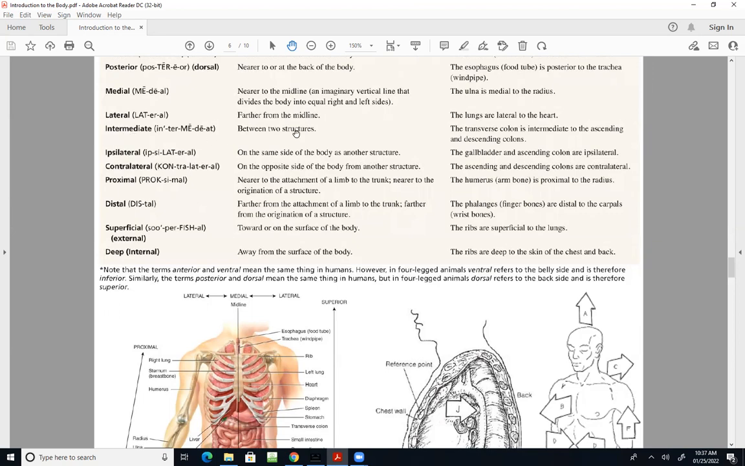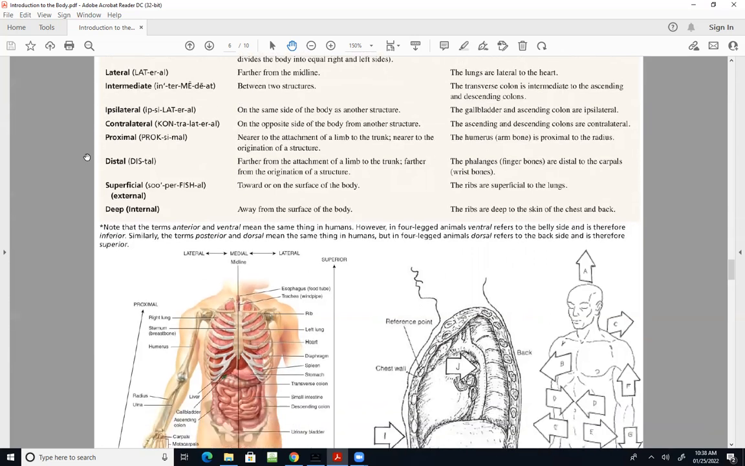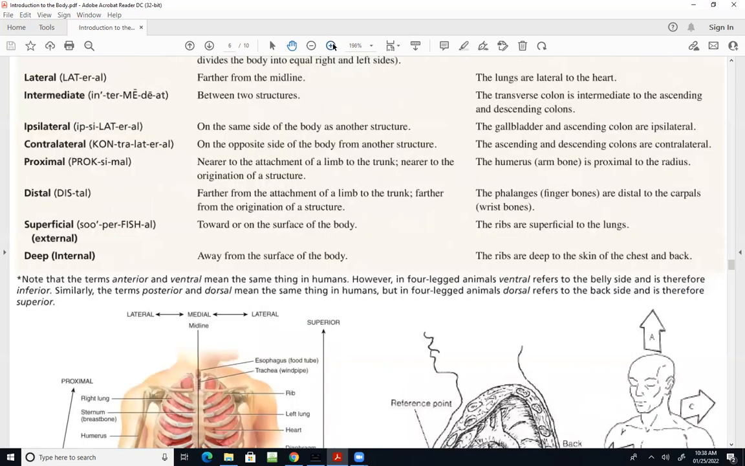Intermediate is going to refer to between two structures. So like your heart is intermediate to your lungs. This is not something we do a whole lot of. Ipsilateral and contralateral refer to on the same side of the body as another structure or on the opposite side of the body of another structure. So your right arm and your right leg are ipsilateral, whereas your right leg and your left leg are contralateral. Very rarely, if ever, will I say those terms other than right here. So don't really worry too much about those. Make sure you know them, but you won't see them very often, or if at all, going forward.